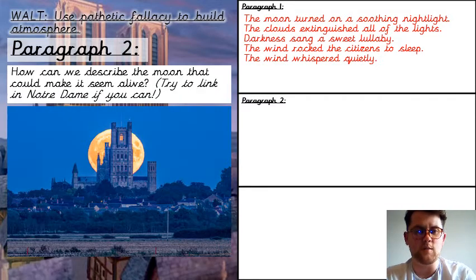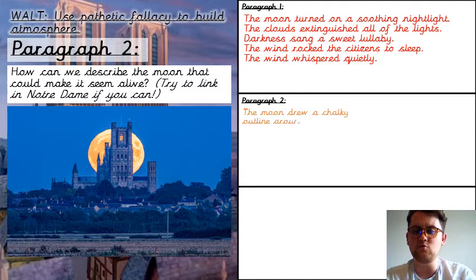Guys, let's go on to paragraph 2 now. What I've done is I've shown you a picture of the moon behind what looks like a church or a castle. Now this isn't actually Notre Dame, but I found a building that's quite similar. What we want to do is describe the moon in a way that makes it seem alive. If you can, try to link the moon to Notre Dame. So, how does it interact with Notre Dame? Remember that we're making the moon sound like it's an alive character, so I'm going to give you some ideas.